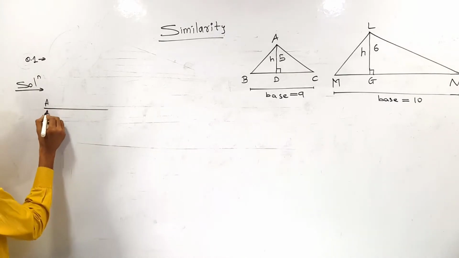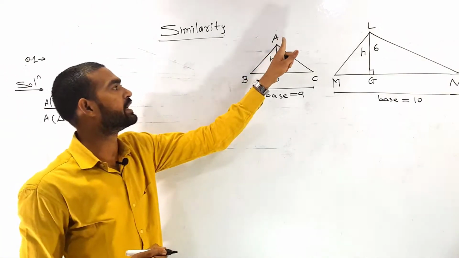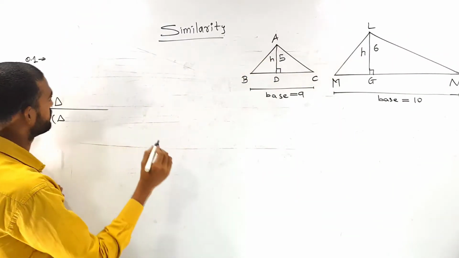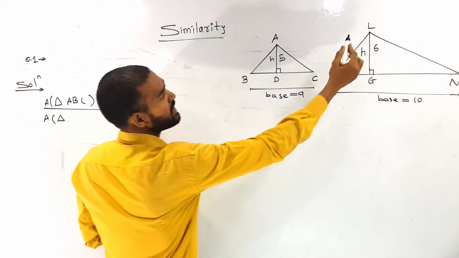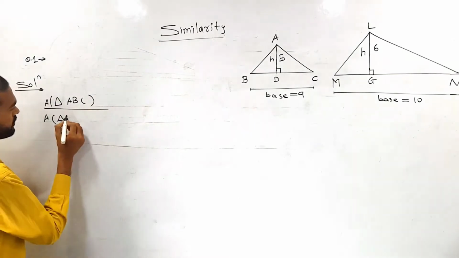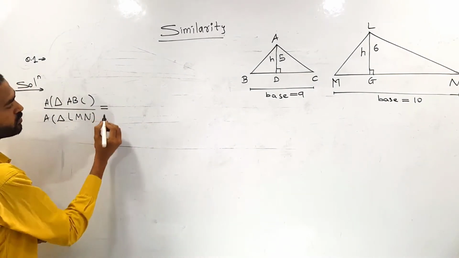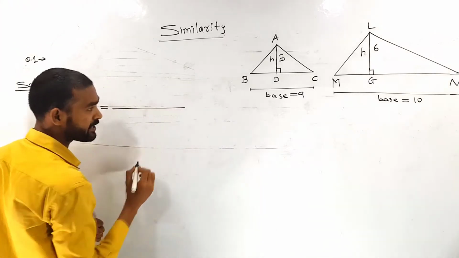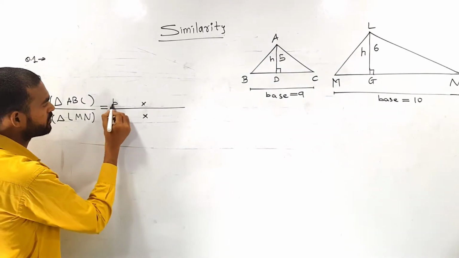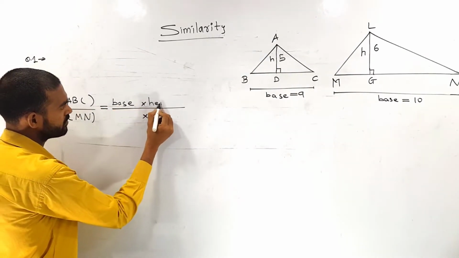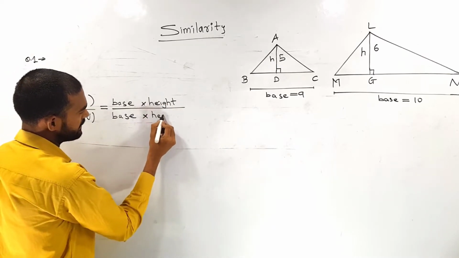Ratio of areas of two triangles. What is my first triangle? A, B, C, upon another triangle, L, M, N, is equals to ratio of products of corresponding base and height. Base and height.